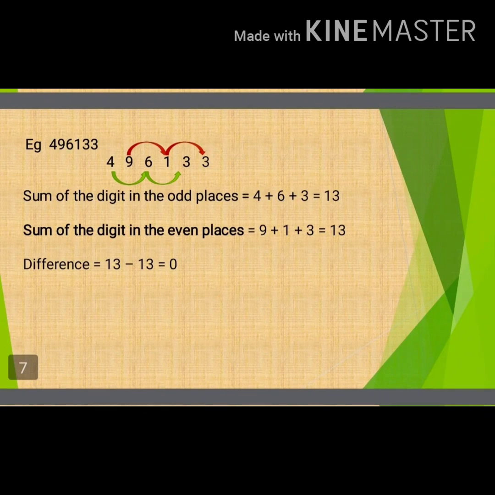Let us take an example of the divisibility rule for 11. Let us take the odd places starting from 4. Here, as you can see, the green arrows 4, 6, 3. I have taken the alternate digits at the odd places 1, 3 and 5. When I add up, I get 13. The remaining digits at the even places 9, 1, 3. When I add up, I get 13. The difference of the sum of the digits in the odd places and the sum of the digits in the even places is giving me 0. Hence, the number 496133 is divisible by 11.